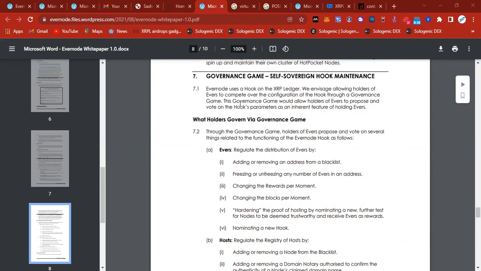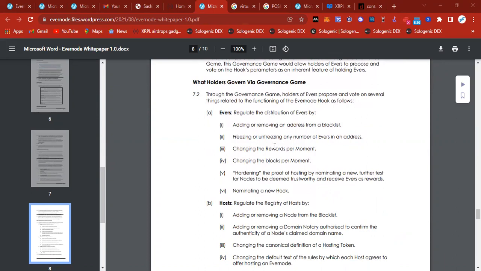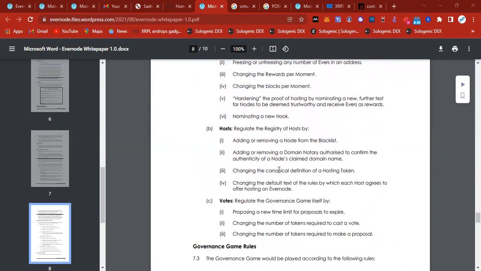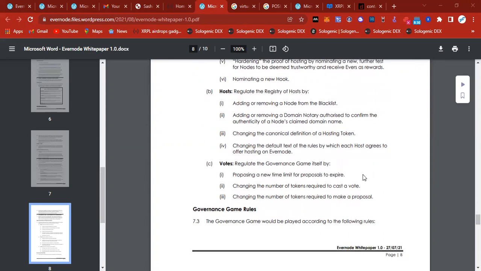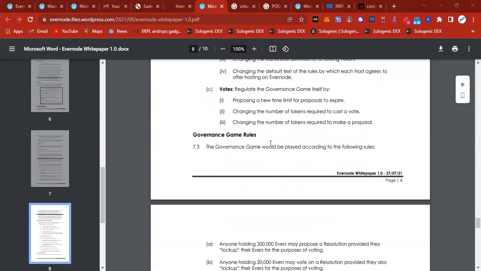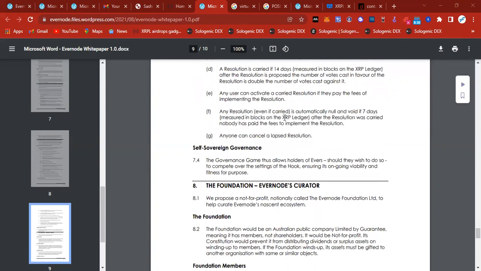I just go over the governance game. In the governance game, you gotta hold the Evernode token to be a part of it. And we can do a bunch of things like removing people from blacklists, freezing, changing rewards, nominating a new smart contract, adding or removing a node from a blacklist, changing the canonical state or the definition of the hosting tokens, proposing new time limits for proposals to expire. It's literally a bajillion things you can do. And then they have the game rules right here. You all can read over that.